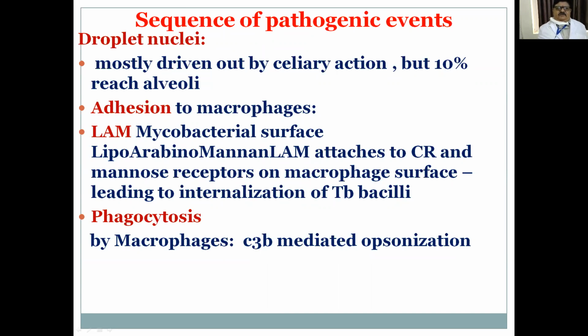Coming to the sequence of pathogenic events, droplet nuclei, as I told you, are mostly given out. You know, when I speak about the cilia in the nose, they drive them out.